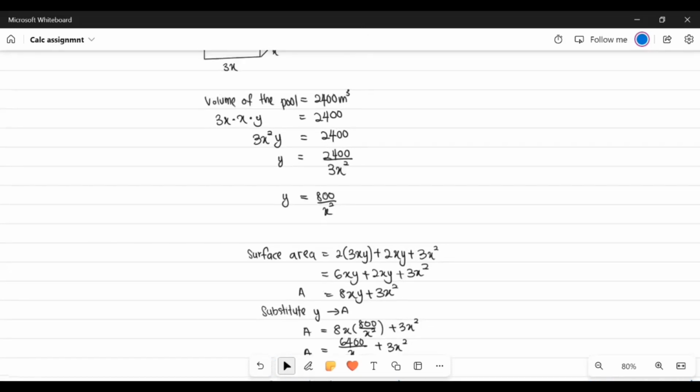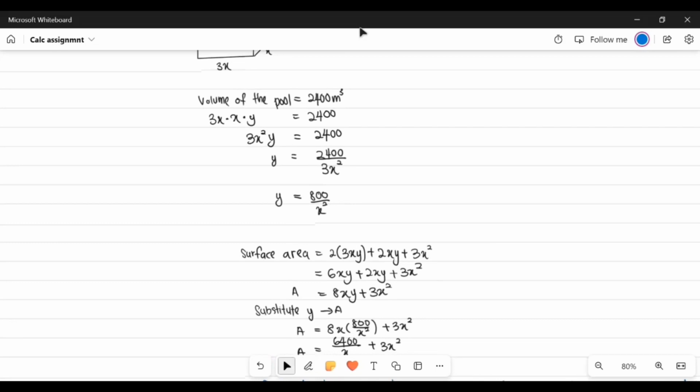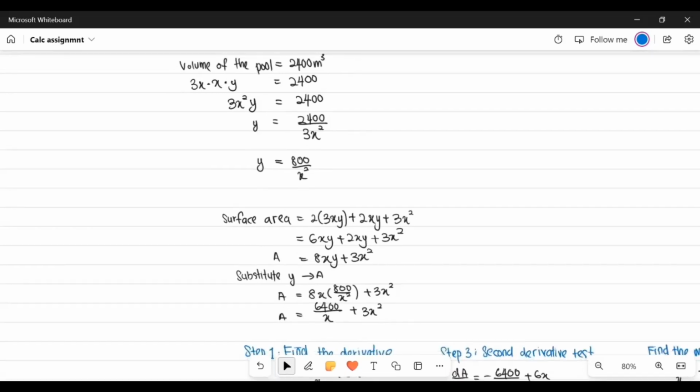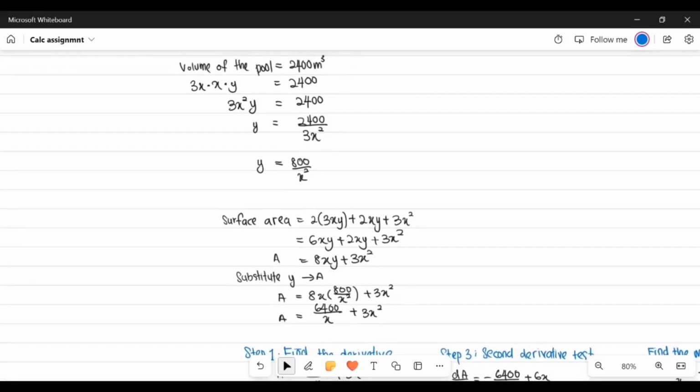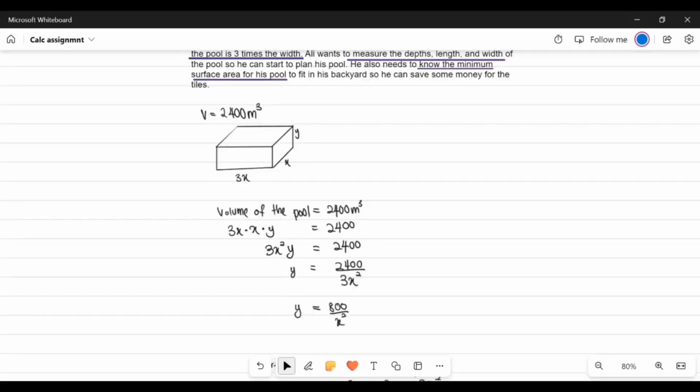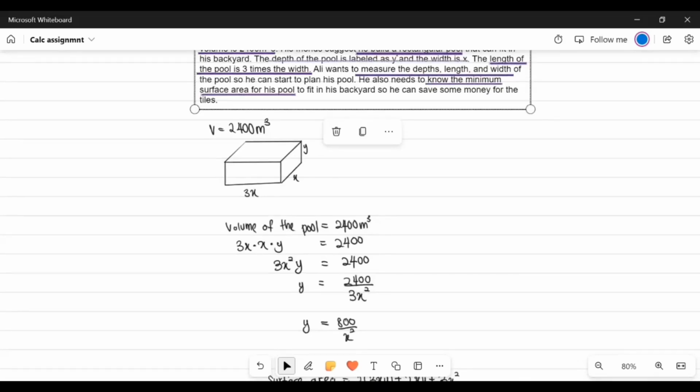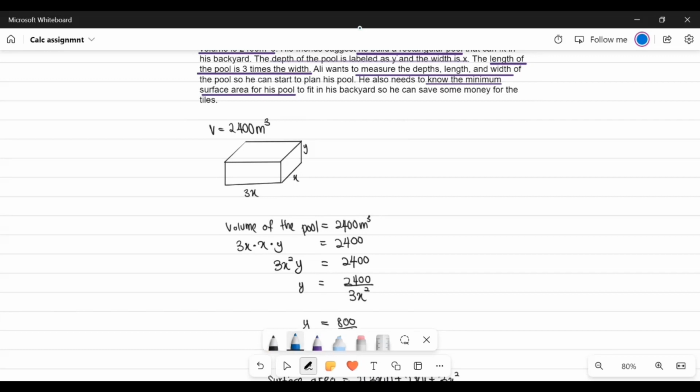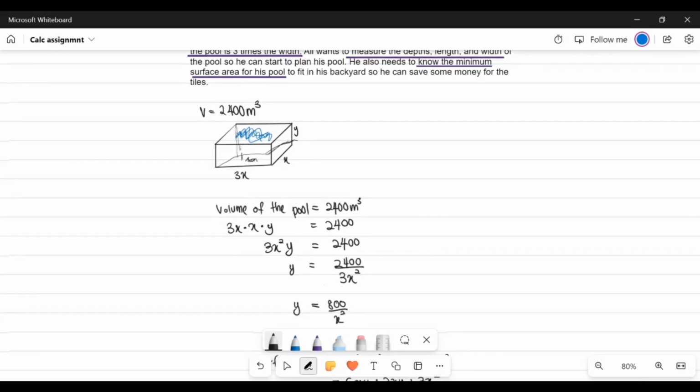And so now we have the volume formula, and we get y from it. Now we have to search for the surface area. For the surface area, this pool has an open top, which is where the water will fill in the pool. So the surface area will be counted from the front and back, the two sides, and the base of the pool.